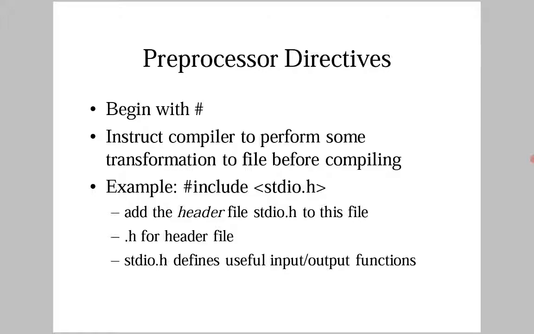They instruct the compiler to perform some transformation to the file before compiling. An example is #include <stdio.h>, which adds the header file stdio.h to this file. .h is for header files. What is a preprocessor? Every preprocessor directive begins with hash. stdio.h means standard input output header file. It is mainly used to define all the basic standard input output functions.